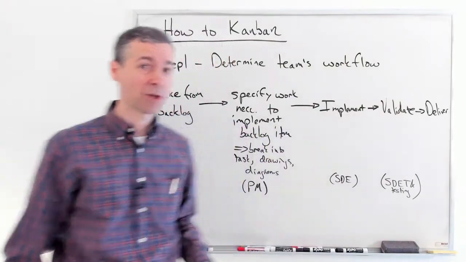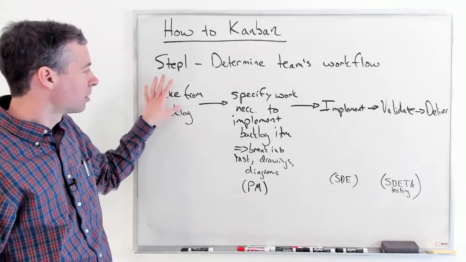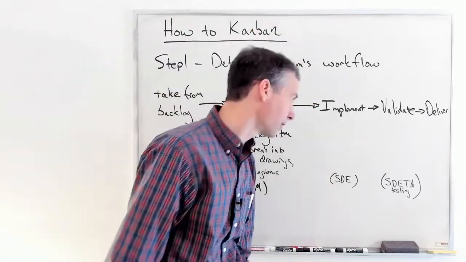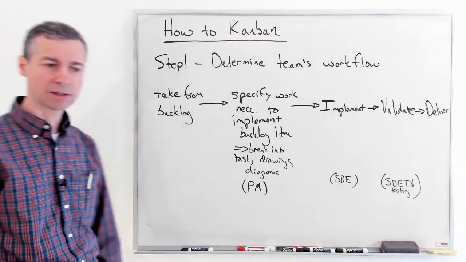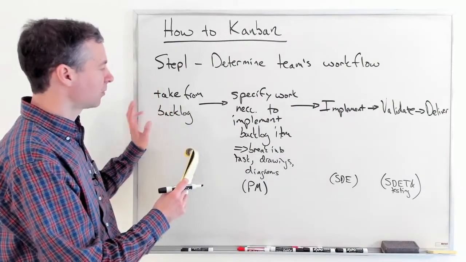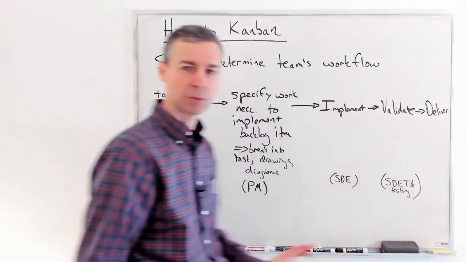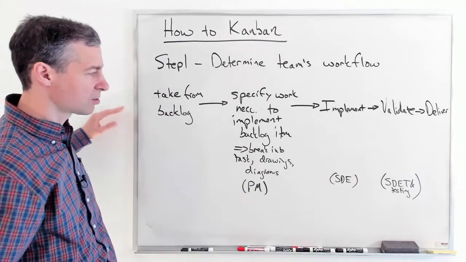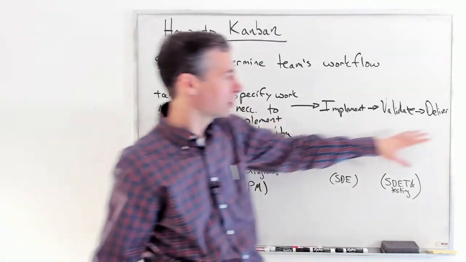Looks an awful lot like the waterfall, except it's not take everything from the backlog, specify it all, implement it all, validate it all, deliver it. And it's not like Scrum that's going to break it up into a sprint where we'll take a chunk of it from the backlog, specify it, implement it, make sure it's good, deliver it by the end of the sprint, not a little mini waterfall. This is going to turn into just work items, stories, flowing through here and getting delivered.